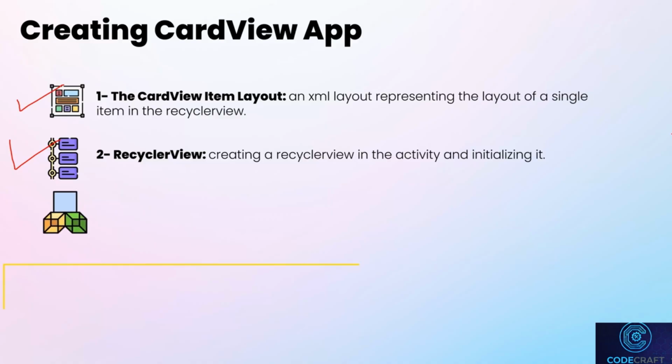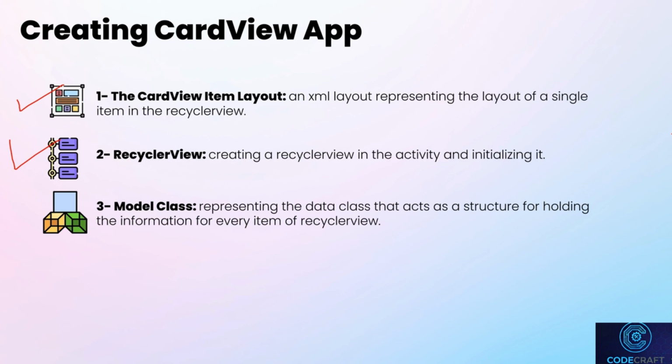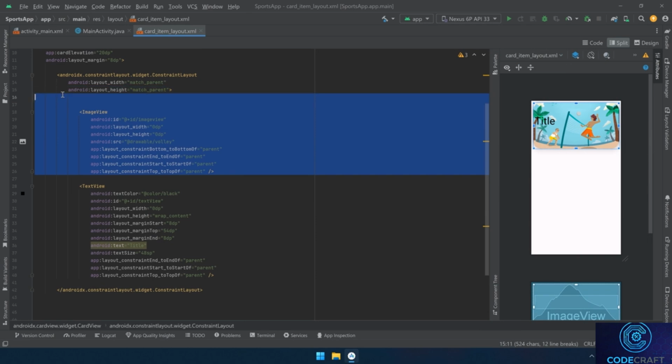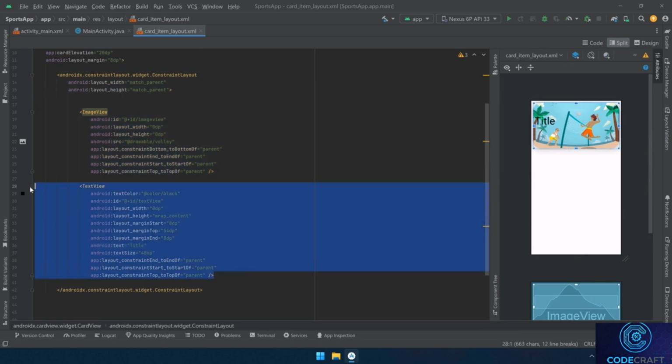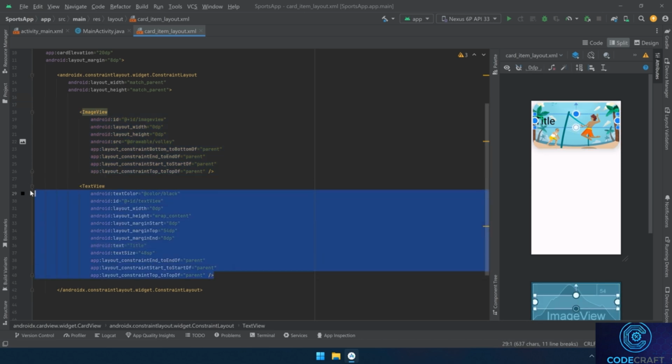The third step is to create the model class, which is a data class that acts as a structure for holding the information for every item of RecyclerView. In our example, we have only one image view and one text view. So the image view is referred to as an integer and the text view is referred to as a string variable.